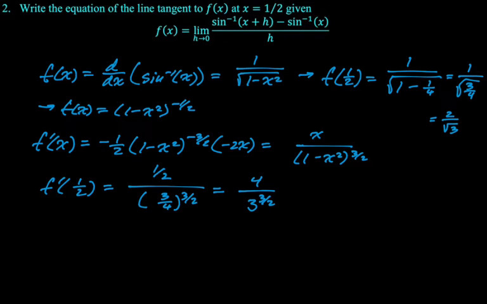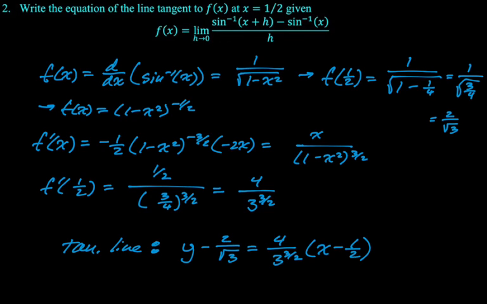On the AP exam, you could get away with just leaving the previous step, I think. That would be totally fine. I just wanted to simplify it. And then our tangent line in point slope form is going to be y minus 2 over root 3 equals 4 over 3 to the 3/2 quantity x minus 1/2. So it's in the category of, in my opinion, kind of useless tangent lines if you're not using a calculator, but that's what it is.